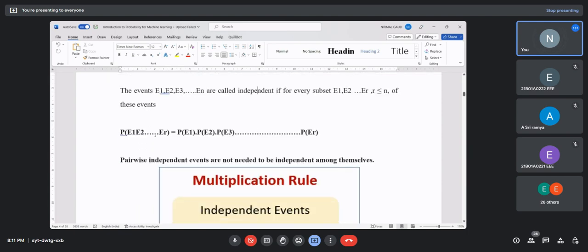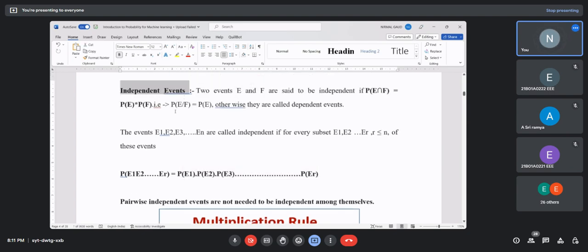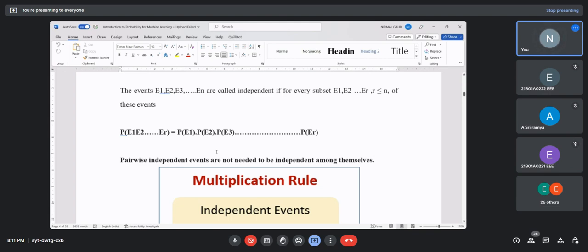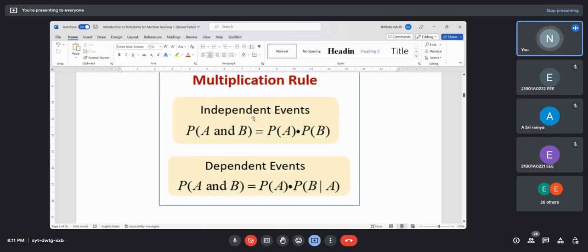Now, if I have a number of events, E1, E2, E3 up to EN, this is the result I am going to get for independent events. The probability of independent events is the probability of E1 into probability of E2, E3 and so on. Pairwise independence is not what is needed here. So here is your independent events probability.